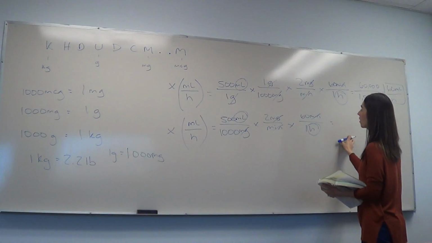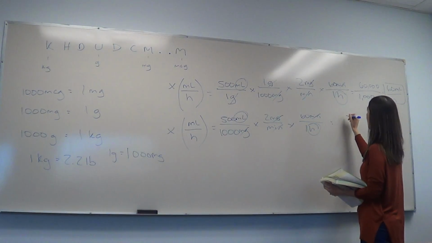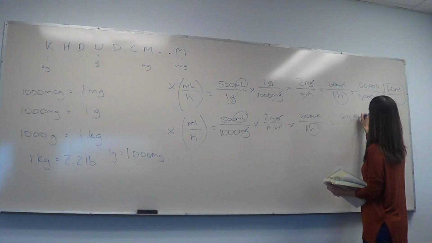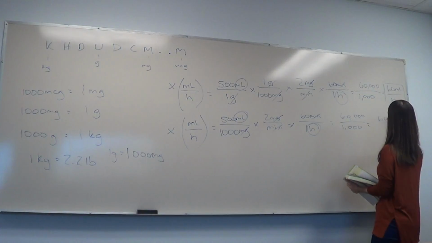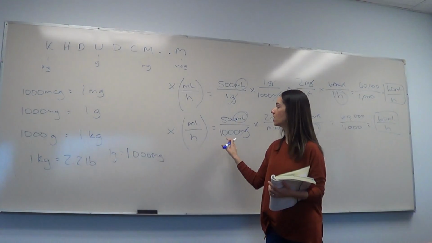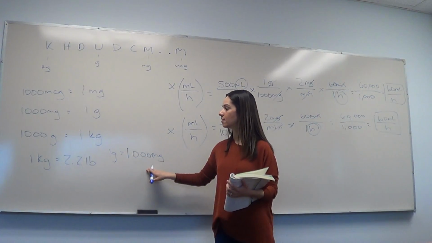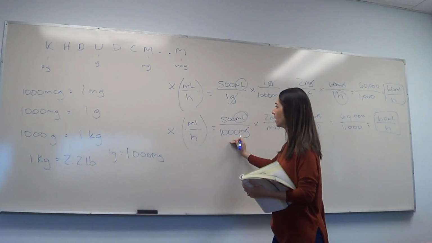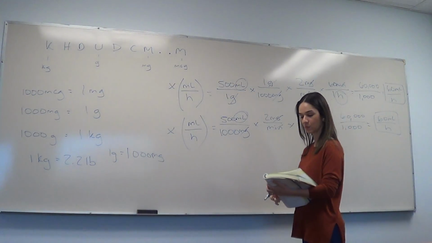You multiply across and you divide by the bottom. It's still 60,000 divided by 1,000 equals 60 mLs per hour. Same exact answer. It's just you go ahead and take the units that are different and convert them outside and plug it in your equation instead of doing what I do right here. Same thing, okay?